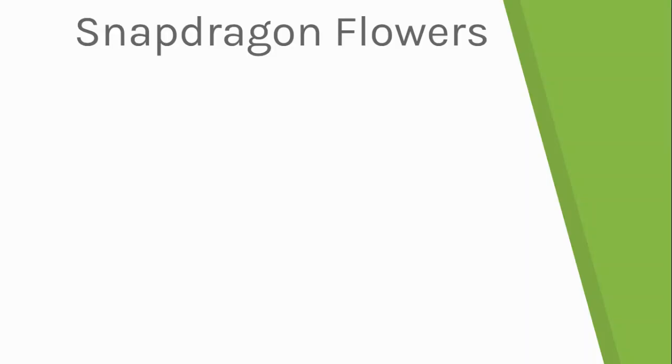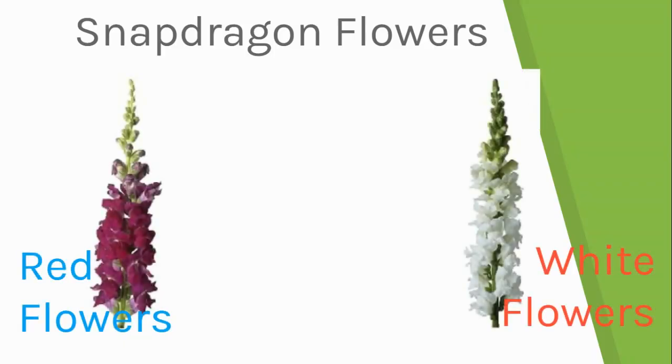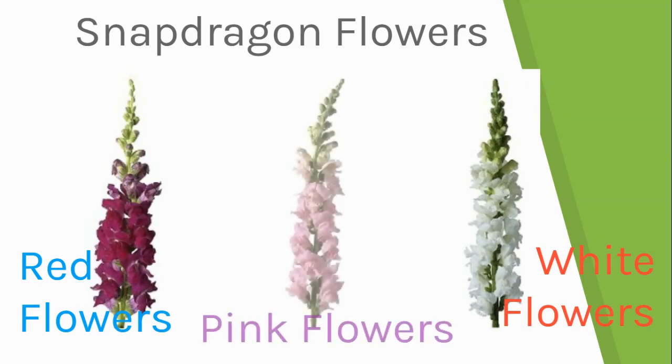Some actual examples of traits that show incomplete dominance: in snapdragon flowers, you can have plants that have red flowers. You can have plants that have white flowers. And the heterozygous phenotype would be a blending of the 2, so that's where you see the pink flowers.